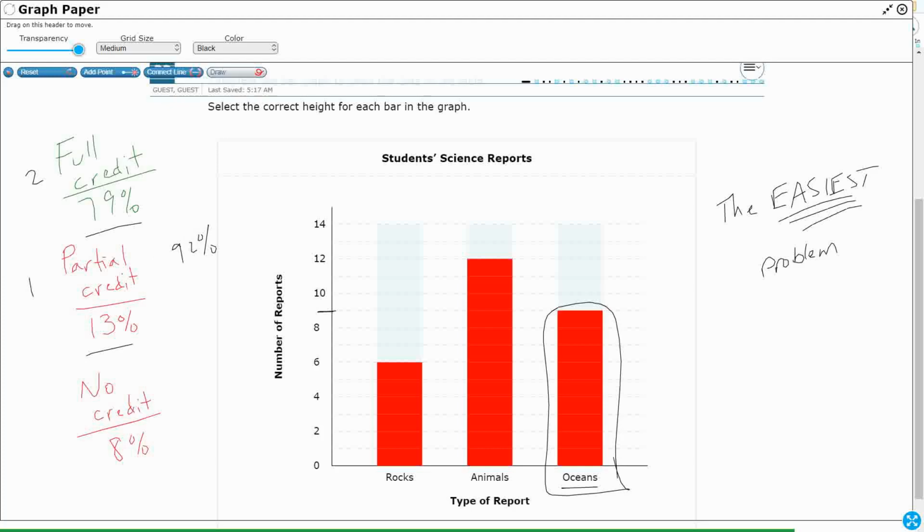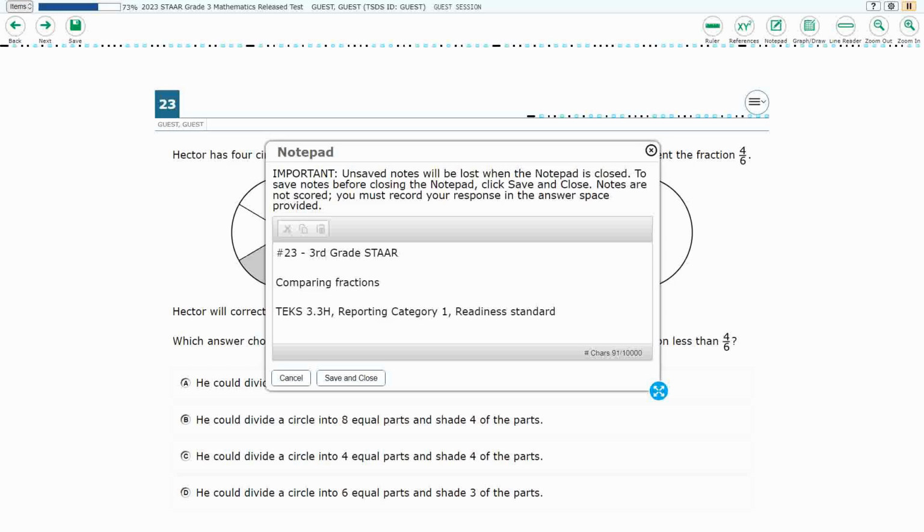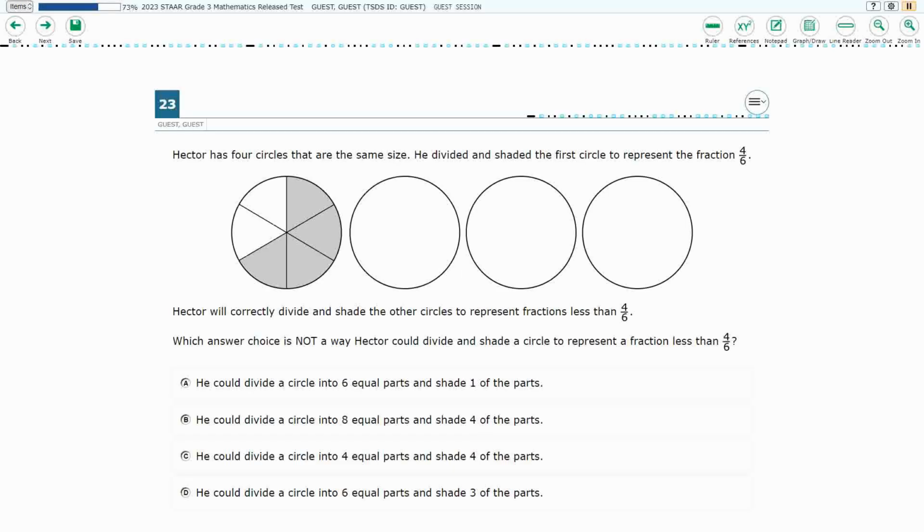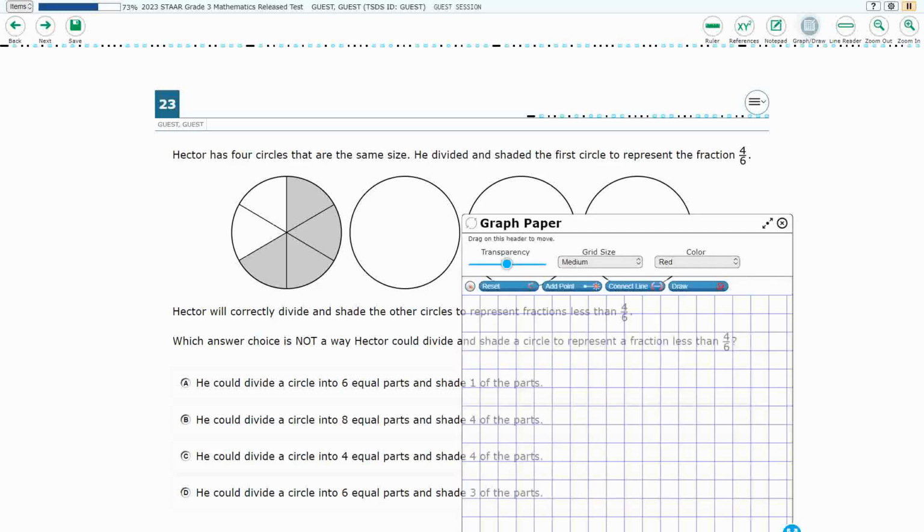So good job, Texas. For number 23, we are comparing fractions. This is TEKS 3.3H, a readiness standard in reporting category 1. So Hector's got 4 circles. Thankfully, they gave us 4 different circles here that we can look at. And he divided and shaded the first circle to represent 4/6.